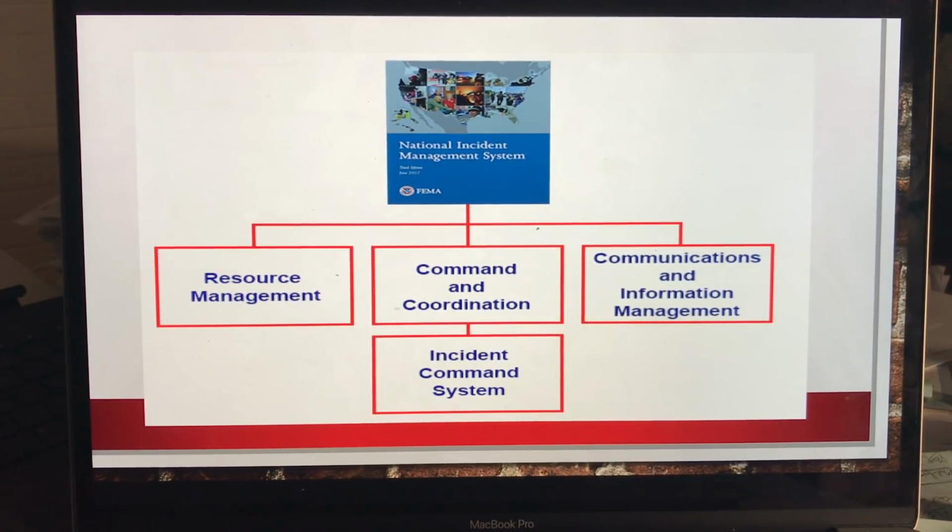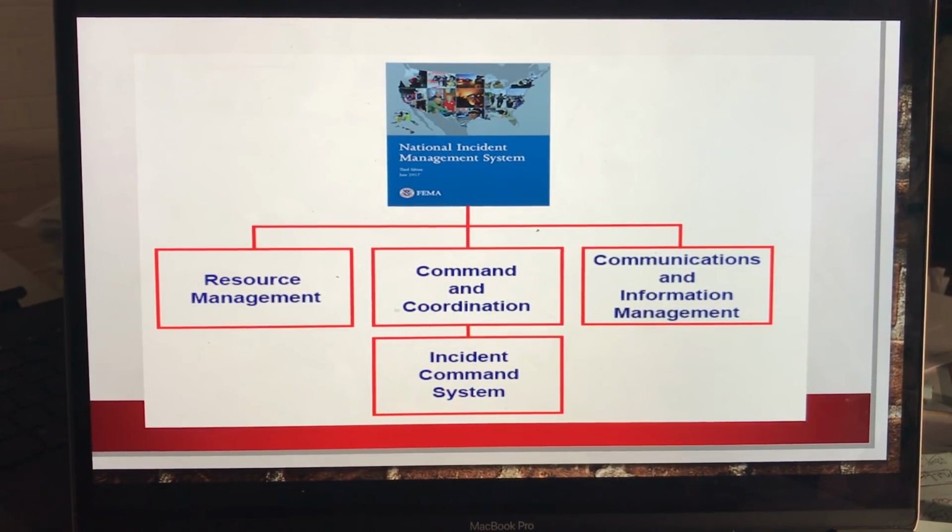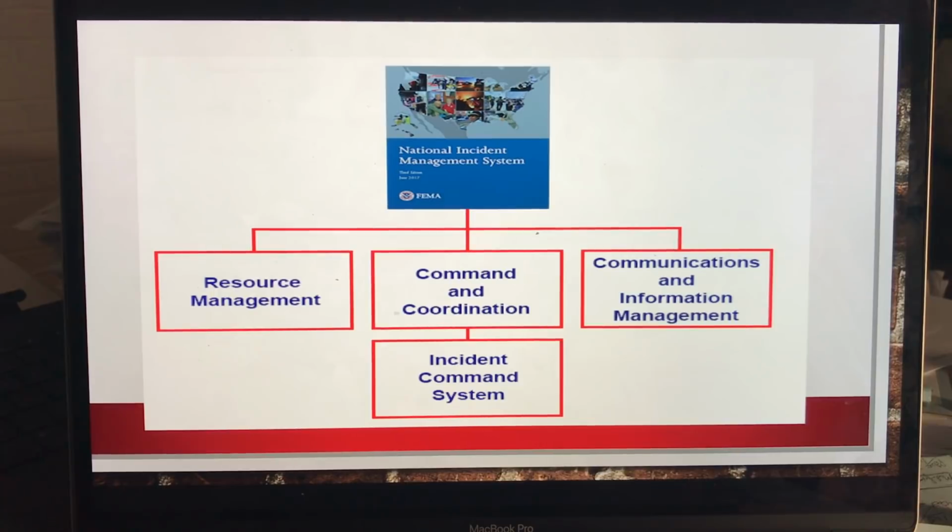This is an example of the National Incident Management System, showing resource management, command and coordination, communications and information management, along with the incident command system.